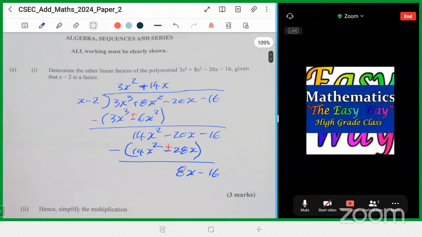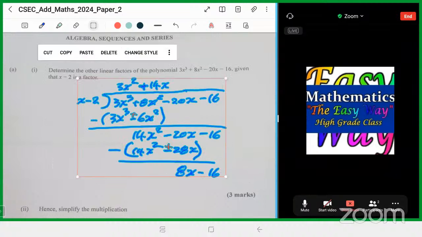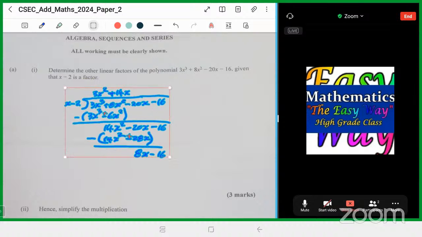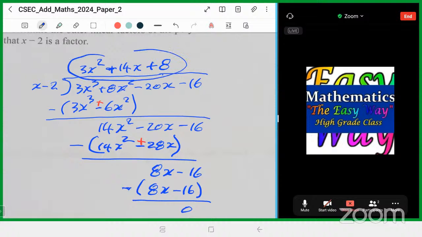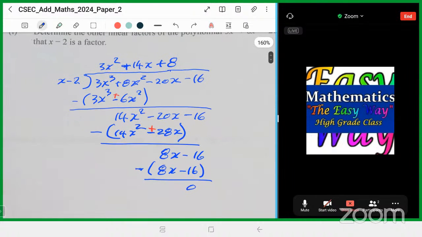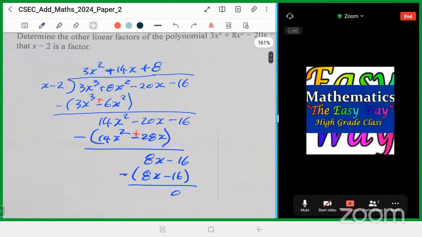I've run out of space, so let's make this smaller and zoom in. Then this 8x divided by x is giving me a plus 8. And it is positive 8 times these, giving us 8x minus 16. We'll subtract that, and we get a remainder of 0 because we were dividing with a factor. So this is our quadratic factor of the same expression. And what we can do is factorize it where it is. I normally say to the student, factorize it where it is, on top there.